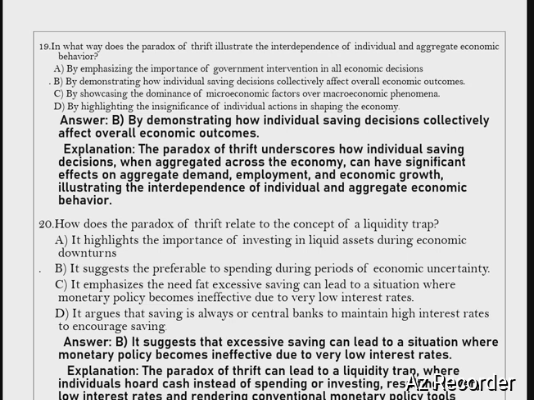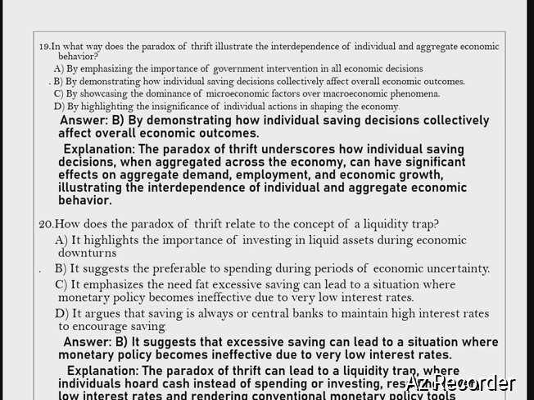Next question is, in what way does the paradox of thrift illustrate the independence of individual and aggregate economic behavior? Option A, by emphasizing the importance of government intervention in all economic decisions. Option B, by demonstrating how individual saving decisions collectively affect overall economic outcomes. Option C, by showcasing the dominance of macroeconomic factors over macroeconomic phenomena. Option D, by highlighting the insignificance of individual actions in shaping the economy. Correct answer is option B.